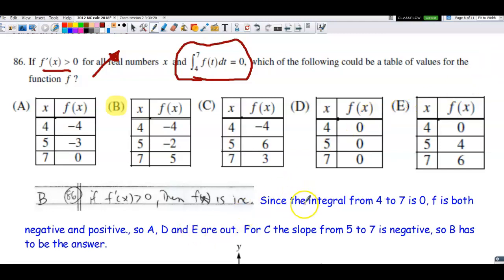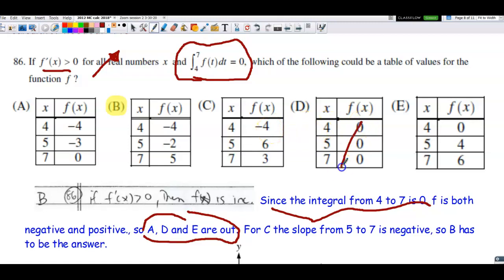All right, so since the integral from 4 to 7 is 0, f is both negative and positive. So that eliminates A, D, and E, because we only have negatives and 0.